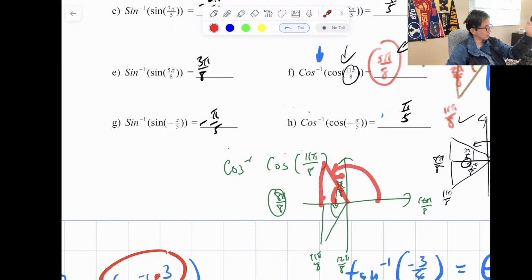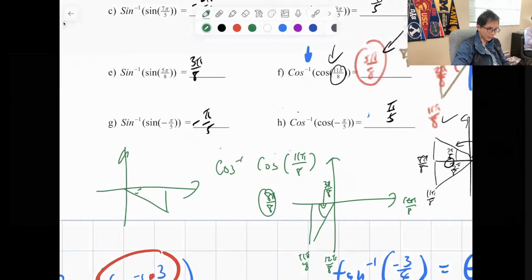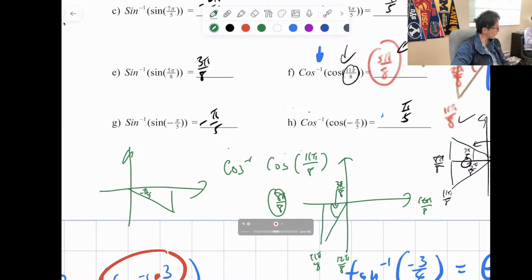Are you sure? That makes sense. Okay. All right. Austin, you said G? Yeah. Okay. G is gonna be negative pi over 5. So negative pi over 5 is which quadrant? Fourth, right? And this is negative pi over 5. But this is negative pi over 5.